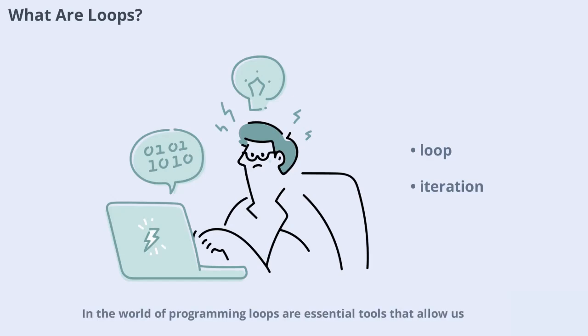In the world of programming, loops are essential tools that allow us to repeat a set of instructions multiple times. Imagine you want to print numbers from 1 to 100. Instead of writing 100 print statements, you can use a loop to automate this repetitive task. Loops help make code more efficient, concise, and easier to maintain. They are found in almost every programming language, from Python and JavaScript to C++ and Java.